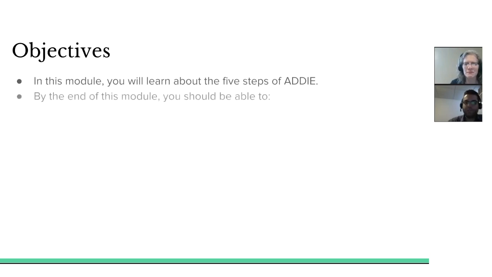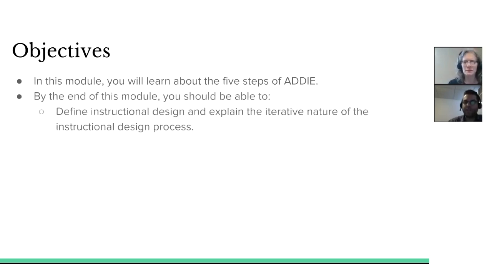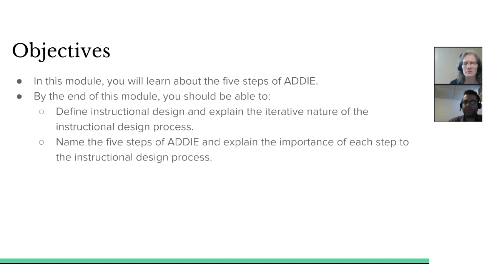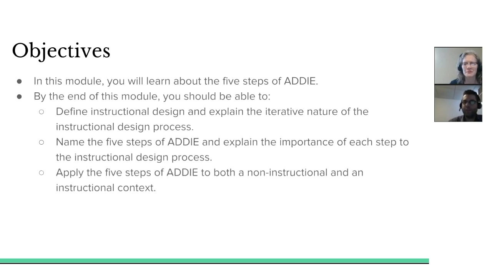By the end of this module, you should be able to define instructional design and explain the iterative nature of the instructional design process, name the five steps of ADDIE and explain the importance of each step to the instructional design process, and apply the five steps of ADDIE to both a non-instructional and instructional context.